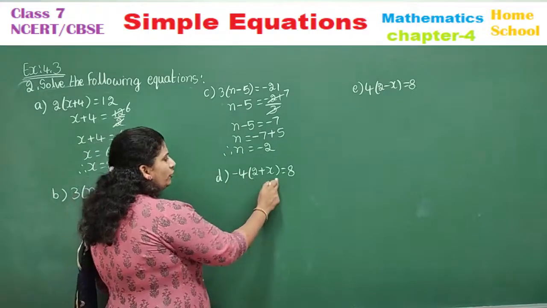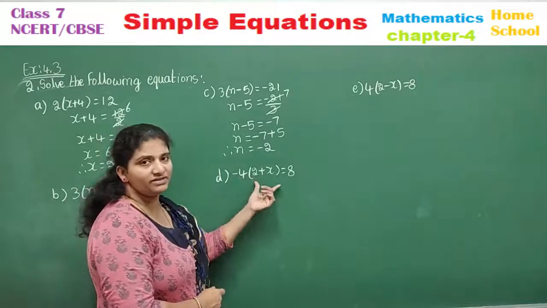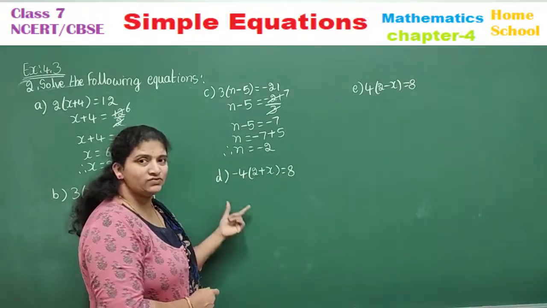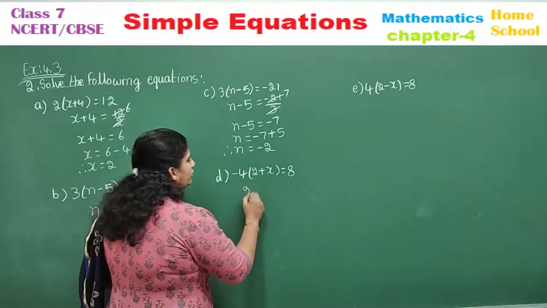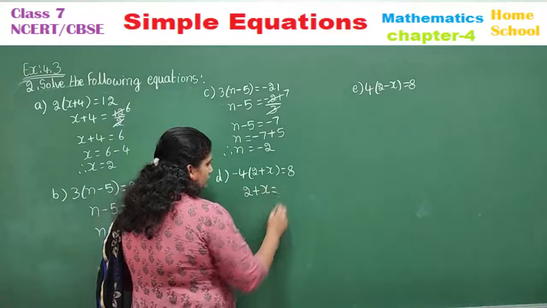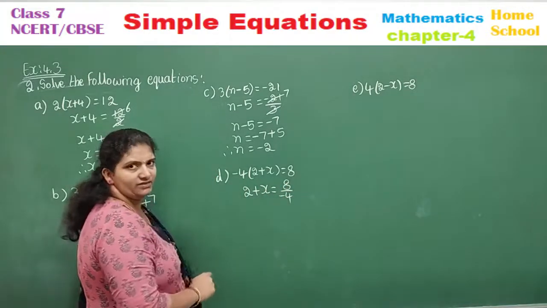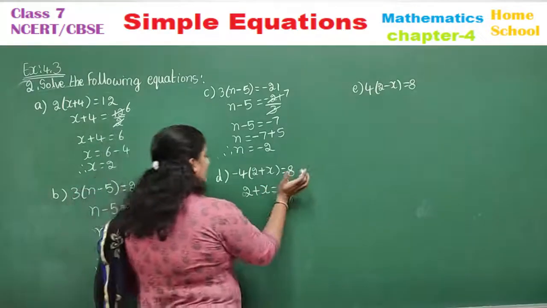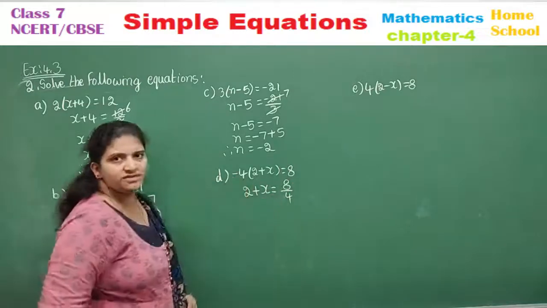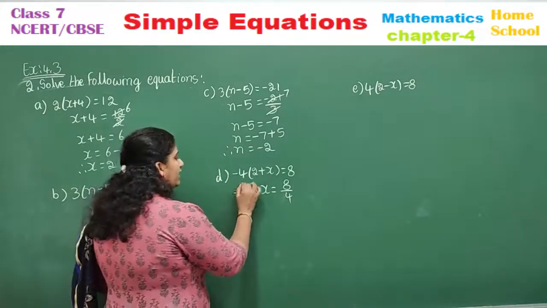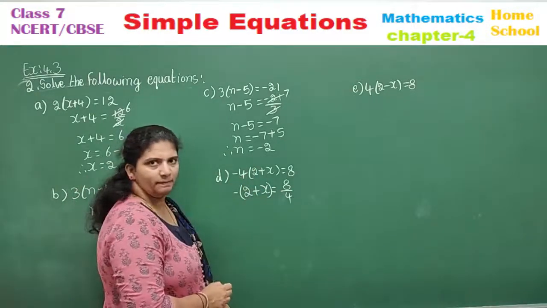Sub-question D: minus 4 into (2 plus x) is equal to 8. Observe here, other than the variable part, what do you have? Minus 4. Minus 4 is multiplied. Transpose means divide on the other side. 2 plus x is equal to 8 by minus 4. As it is, I have taken the negative sign. Or one thing you can do, if you want, you can take the negative sign, children. Otherwise, you can keep the negative sign as it is. Only the number you transpose. Okay.